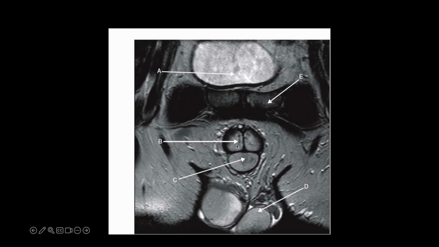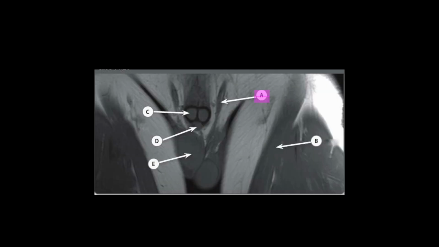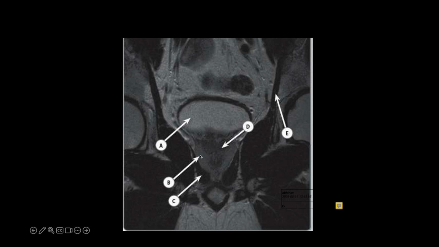So this is a male patient. You've got the corpus cavernosum and spongiosum here. Again, cavernosum, spongiosum, spermatic cord coming down there. Bladder, central zone, peripheral zone of the prostate. This is just a coronal image of that. C is the levator ani muscle coming like this as well.